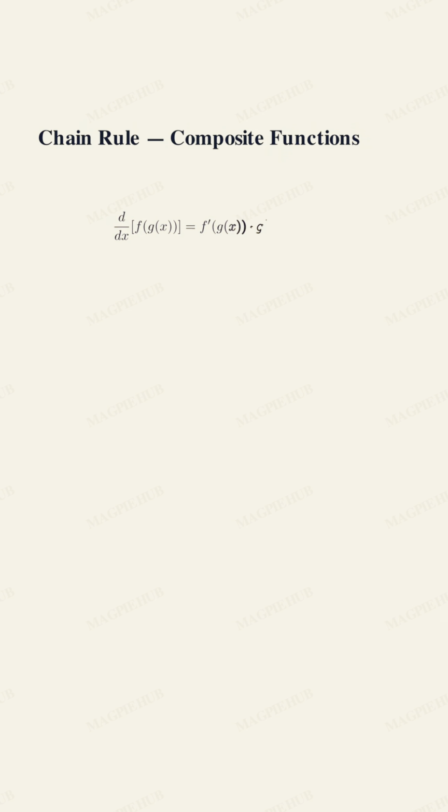The chain rule for composite functions. If y equals f of g of x, then dy by dx equals f prime of g of x times g prime of x. In Leibniz notation, dy by du times du by dx. Think of it as a pipeline.